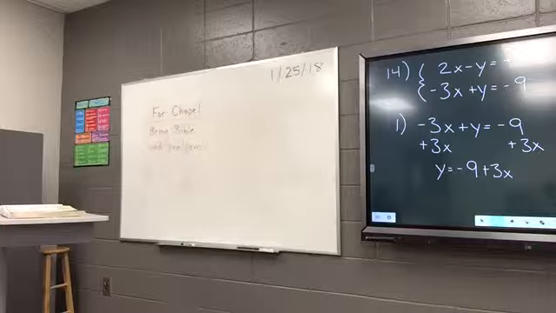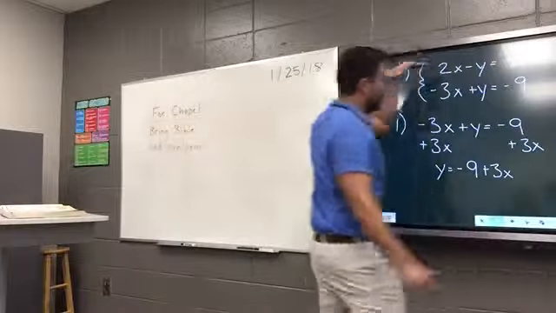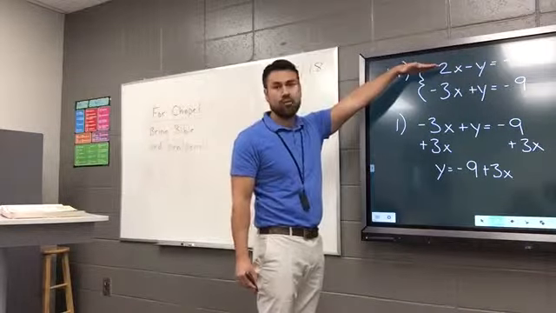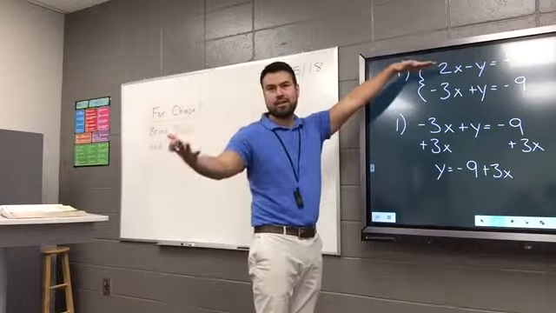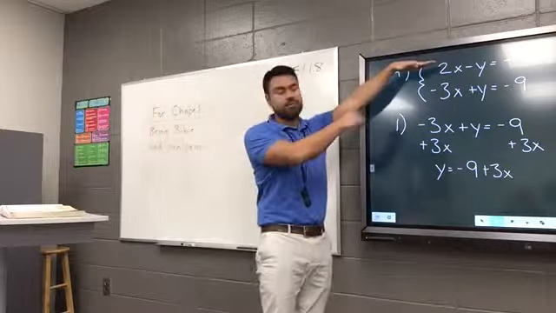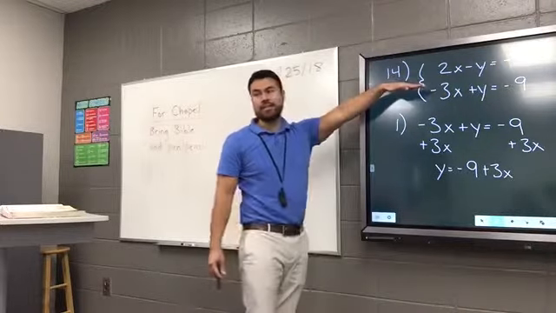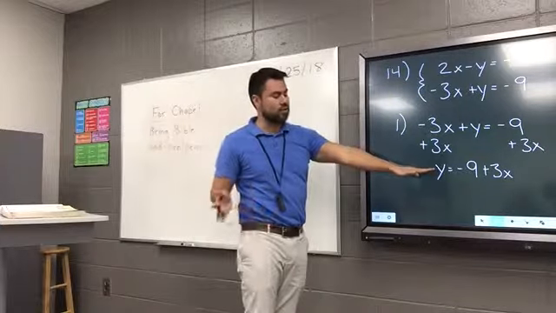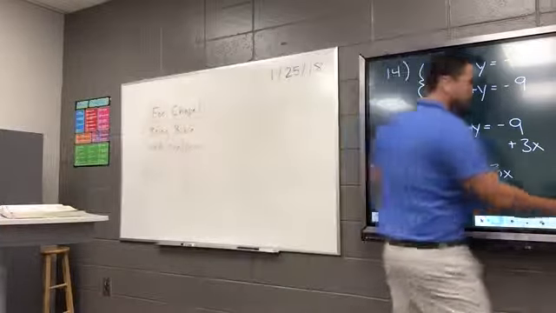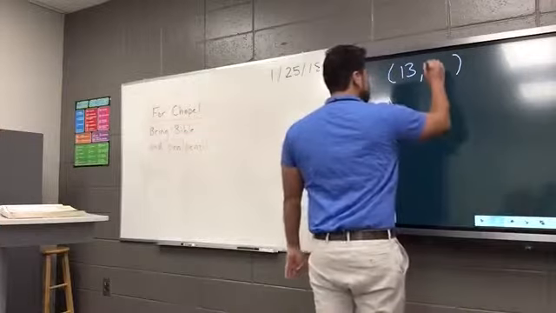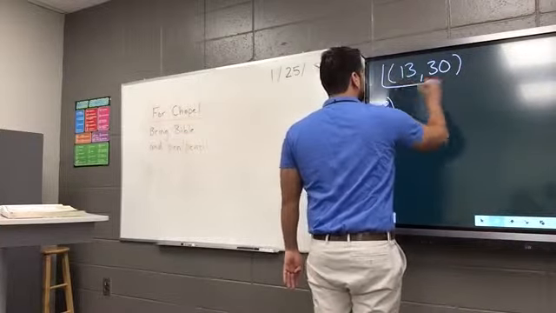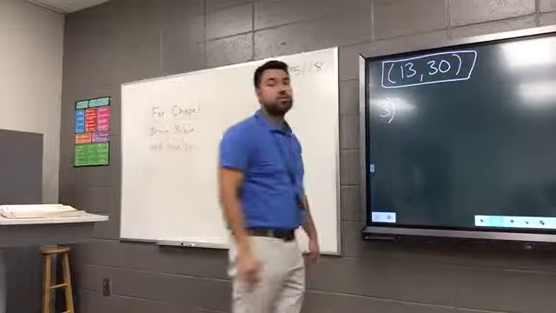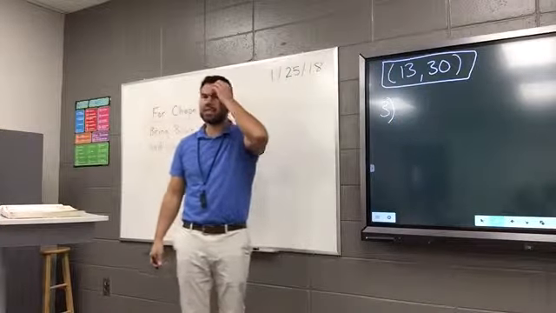All right, how many of you got it? What'd you get when you solved for y up here? Whoever did it, just say it out loud. 30. You got 30 for y, right? What'd you get for y on the second one, or the third one? 30. So your answer should be 13 and 30. It doesn't matter which one you use for the last step. Do you guys understand that?